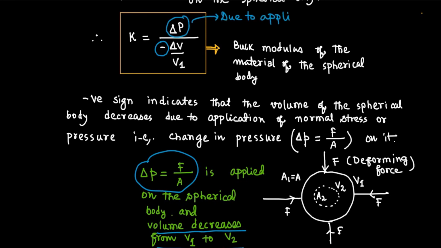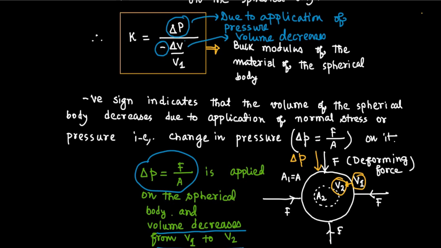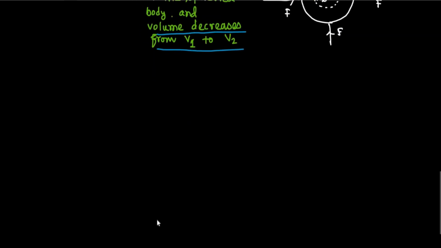Due to application of pressure, due to change in pressure, volume decreases, and delta V is the change in volume in this case. Volume decreases, that's why you have to consider the negative sign. In this case, due to application of pressure, volume decreases from V1 to V2.